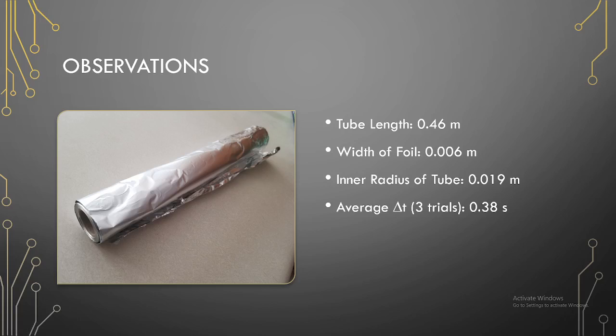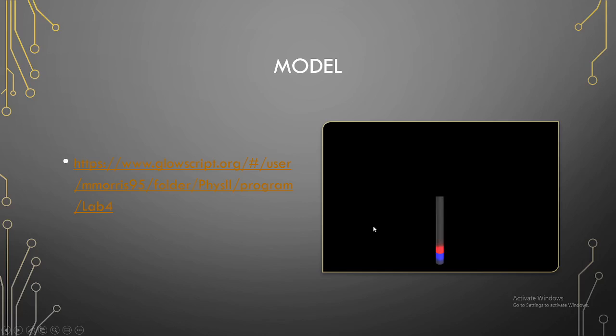To begin with the observations, I found the north pole of my bar magnet using a magnetometer app. Afterwards, with the north pole facing downwards, I dropped the bar magnet down a vertically aligned aluminum foil tube, the dimensions listed here. Also listed is the average time delta T the magnet was in the tube, which I got by analyzing the video using the app Tracker. I'll be comparing this time later on to the time in my model to see how accurate the model is.